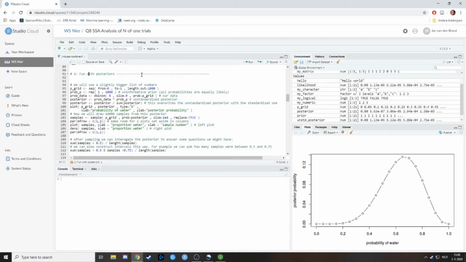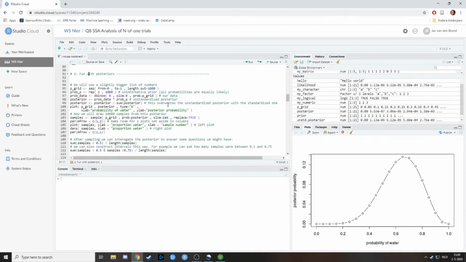Hi everyone, welcome back to the fourth video already in this installment of the series for the analysis of N of 1 trials. In our last video we created our very first Bayesian model to play around with, and we obtained this posterior distribution of the probability of water based off our small model of the Earth, where we sampled and got 6 observations of water out of the 9 total observations, and generated this posterior by sampling across a grid of possible values.